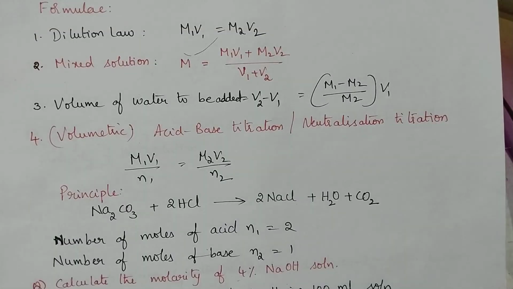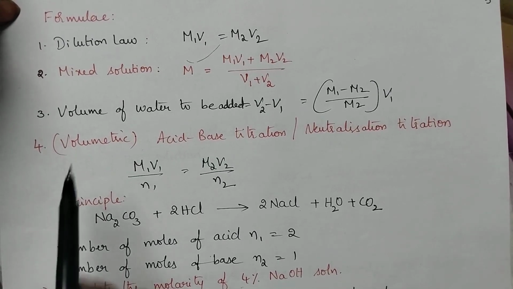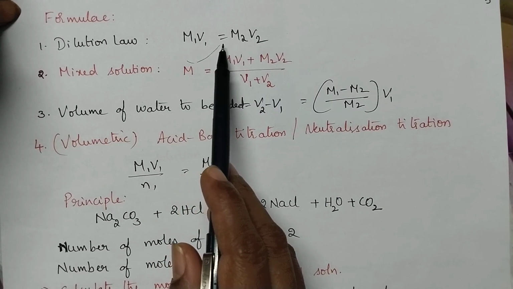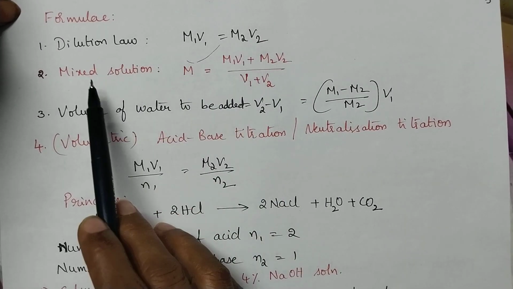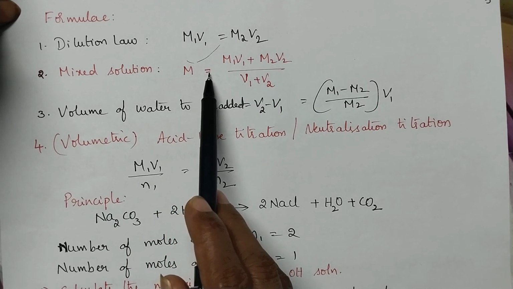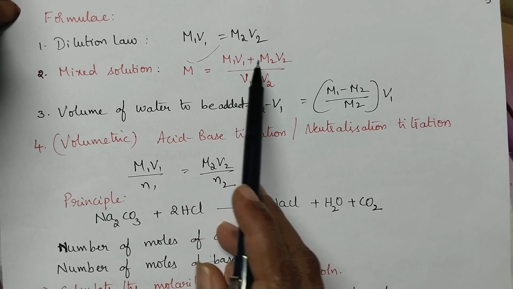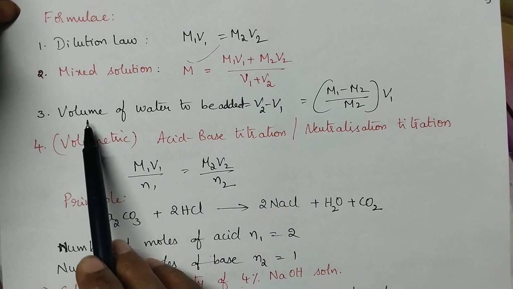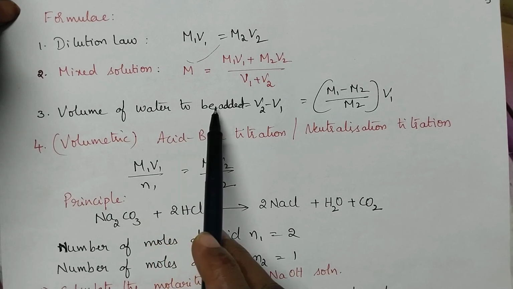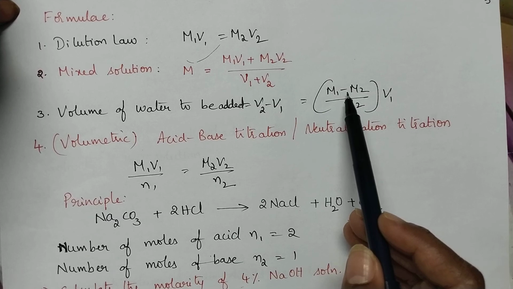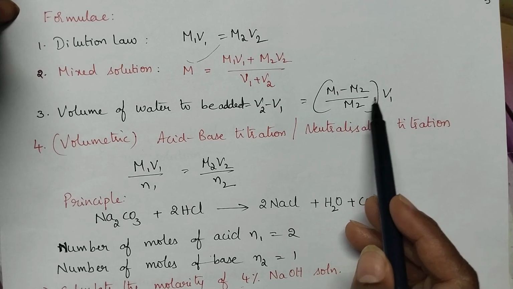Next, we will discuss the formulae related to molarity. For dilution, we use the expression M1V1 is equal to M2V2. For a mixed solution, the molarity can be obtained by using the expression (M1V1 plus M2V2) by (V1 plus V2). The volume of water to be added can be calculated by using the expression (M1 minus M2) by M2 into V1.